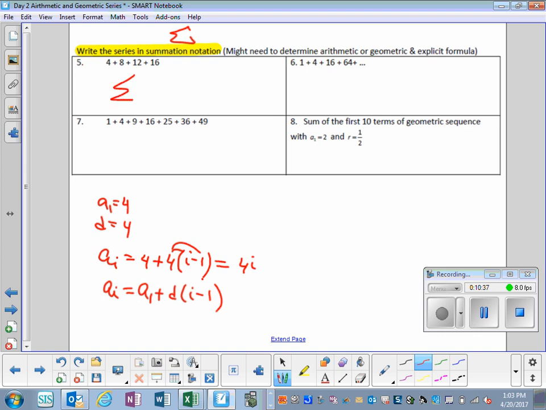So sigma, sum of 4i, i starting with what? 1, the first term, and ending where? 4. From 1 to 4, that's it. Right, so if I now use this summation notation and instead write this out, this is exactly what I'll get: 4 plus 8 plus 12 plus 16.